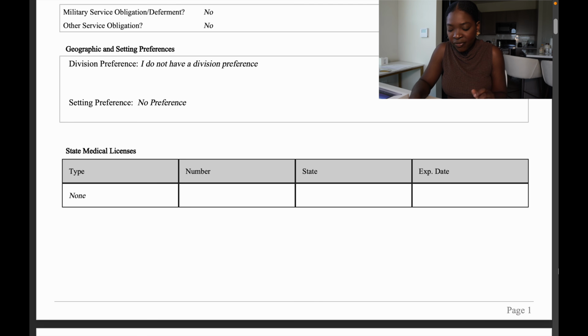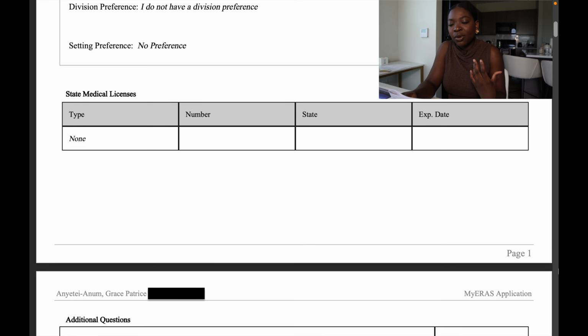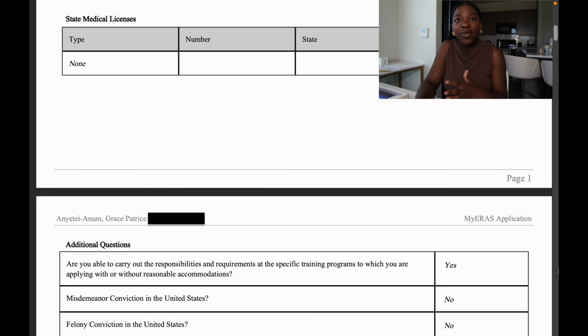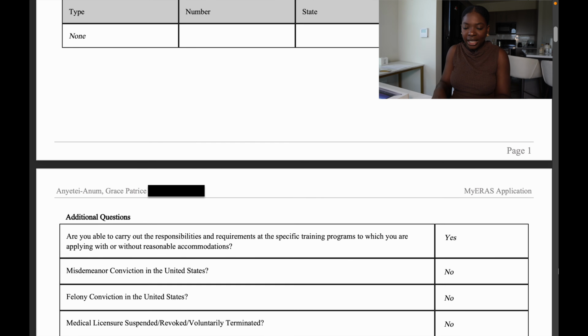The next section of the application is the state medical license. So if you've had a license before, they want to know that, and you should put that in the application. The other part is additional questions, which is about things like felony, misdemeanor, ever had your medical license suspended, ever had a malpractice. Thankfully for me, all of that was no. So then I was able to put that in.